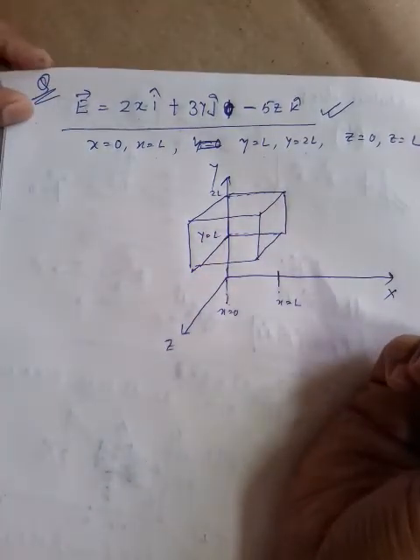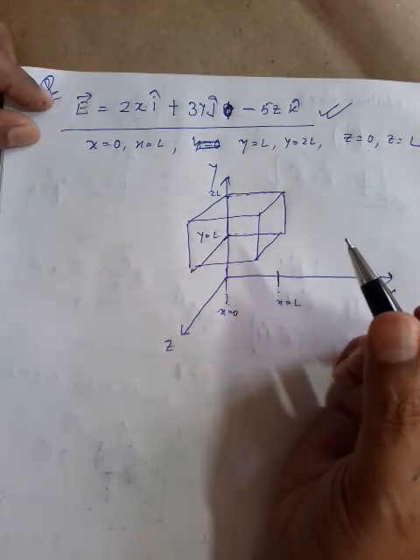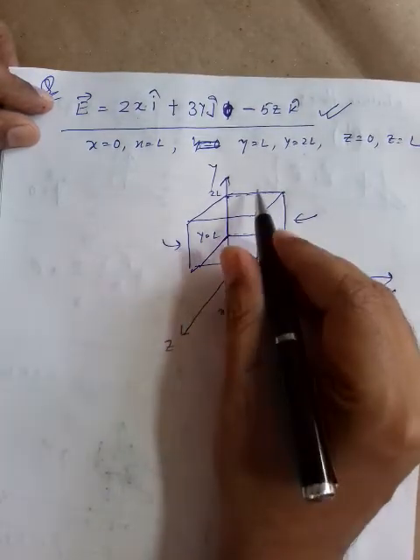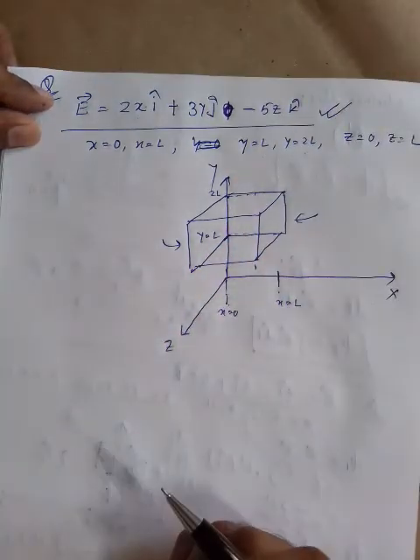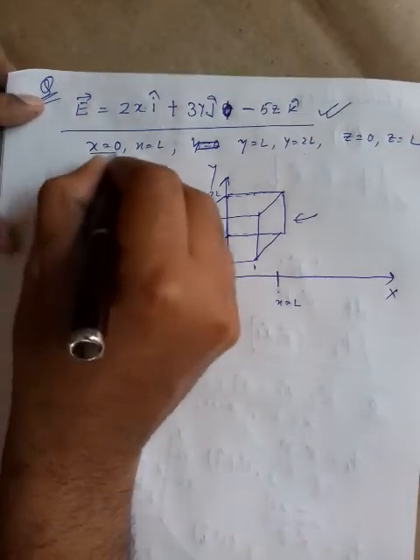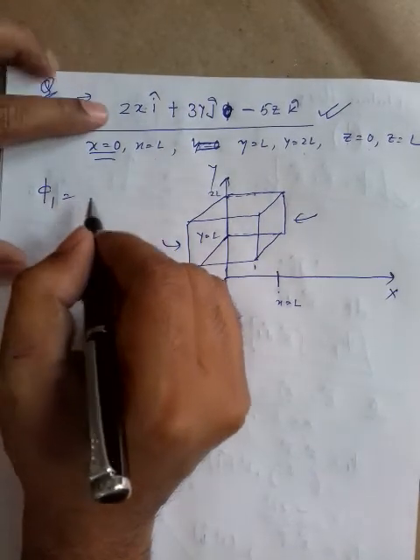Here also each side of the cube is L. So here also 6 surfaces are present: one left side, one right side, one bottom side, one top side, one back side, one front side. Clear? Flux on the first surface I want to measure. First surface meaning x equal to 0, meaning this one. If you look at this surface, clear?